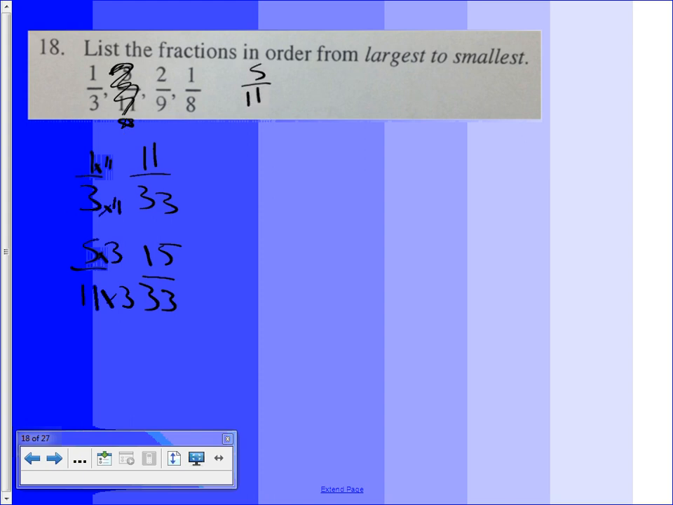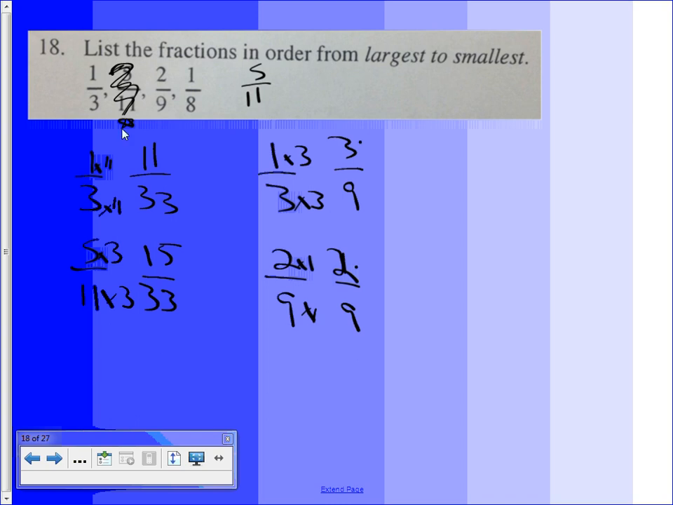Now I'm left with 1/3, 2/9, and 1/8. Let's take a look at 1/3. Let's take a look at 2/9. 3 and 9, what are they both going to? They both go into 9. Times 3, times 3 equals 3. Times 1 equals 2. So right here, 3 is larger than 2. So we know 1/3 is my next biggest.